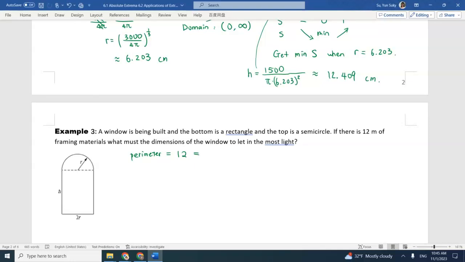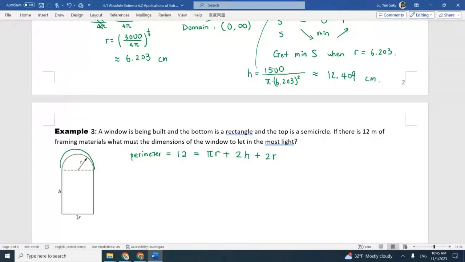Pi r, exactly. So we have this is pi r plus, what's this? H. And this, H together. 2H. Yes, the length. So 2H plus the bottom, 2R. Because this is R, this is the diameter, so 2R. Right, everybody? So we get 2R.